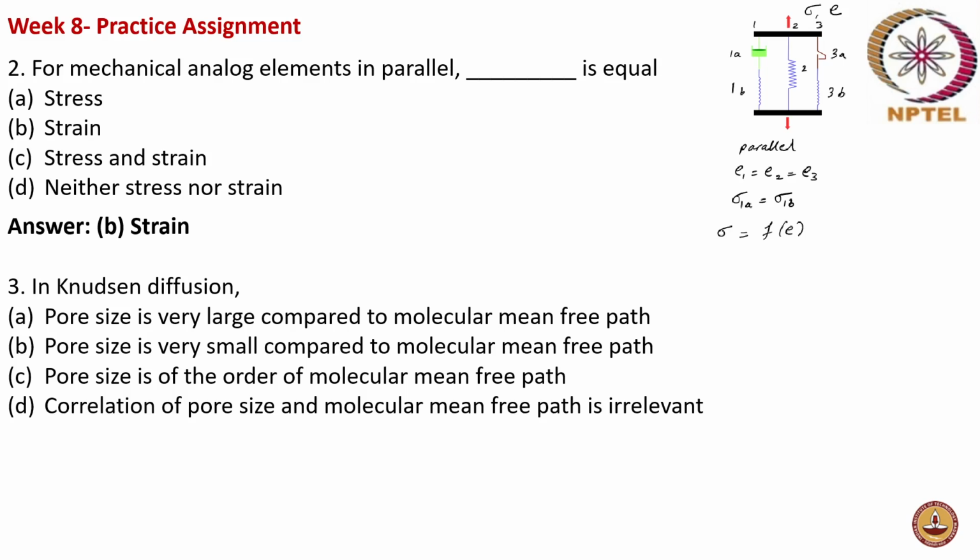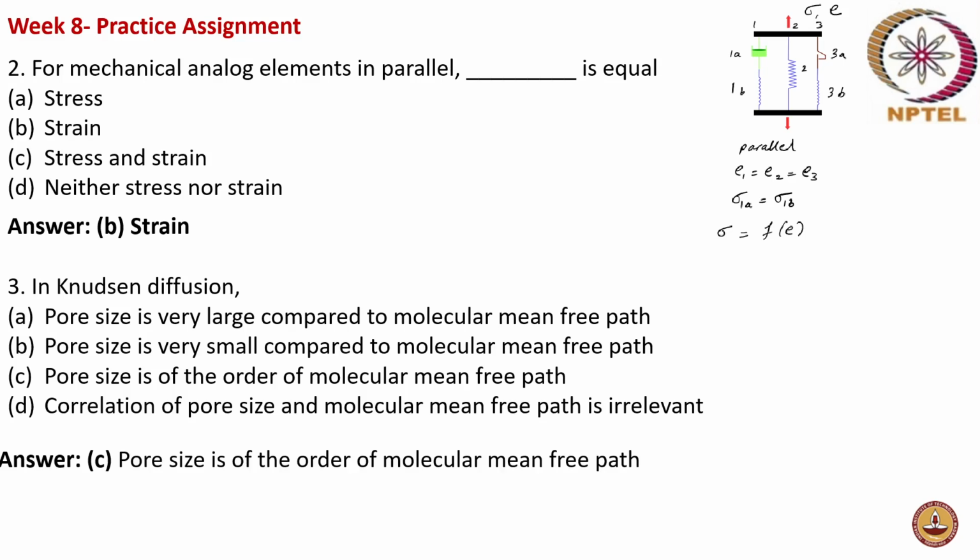So molecular mean free path is nothing but, when you take a molecule, the path covered by the molecule before it collides with another molecule. Okay. So in case of Knudsen diffusion, the pore size is of the order of the molecular mean free path. That means the size of the pore of the system, for example a polymeric membrane, has pore size which is similar to that of the molecular mean free path of the small molecule that is going to pass through that membrane.